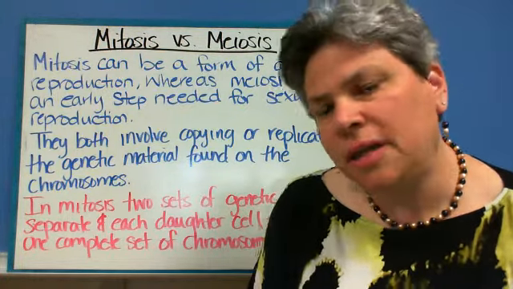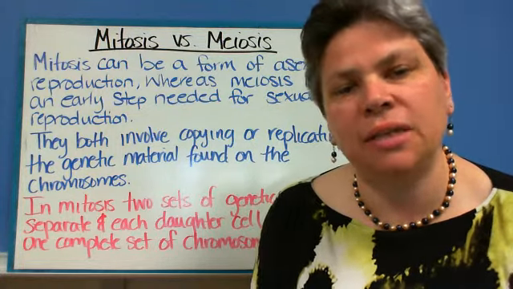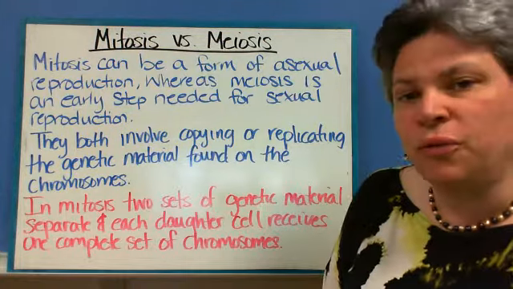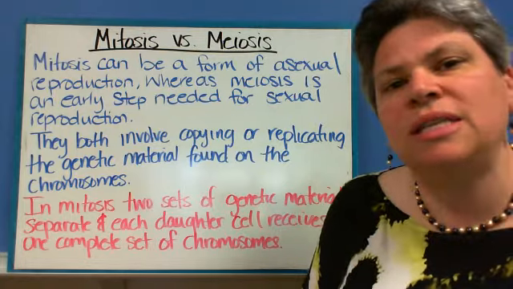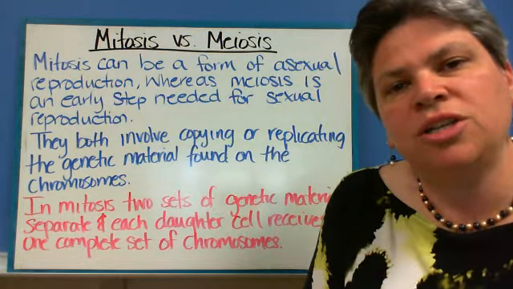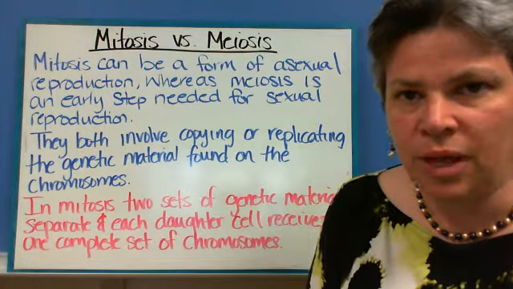Today we're going to look at mitosis versus meiosis. We're going to look at some similarities and some differences between the two of them. Mitosis, remember, can be a form of asexual reproduction, whereas meiosis is an early step needed for sexual reproduction. Remember, meiosis is the production of the sperm and the egg that need to fuse together during sexual reproduction.